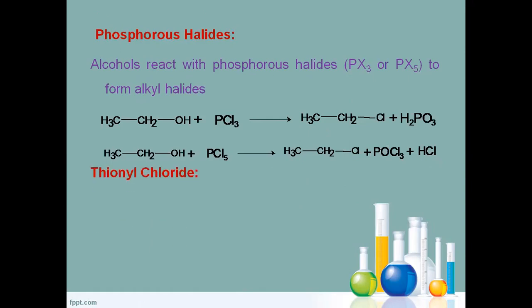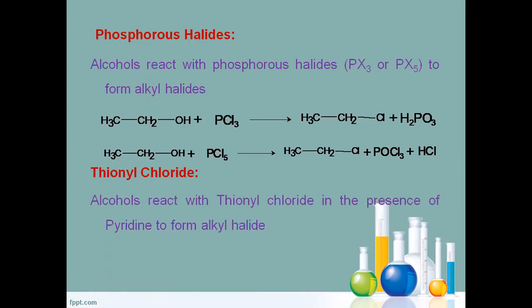And we can also prepare it from alcohol by treating with thionyl chloride in the presence of pyridine to form alkyl halide. So this is an example. Thionyl chloride, SOCl2, is treated with alcohol to form alkyl halide.